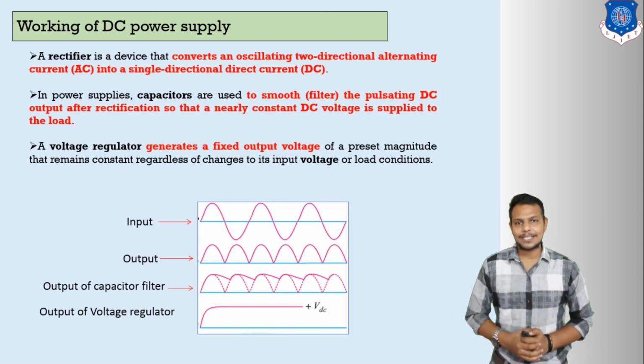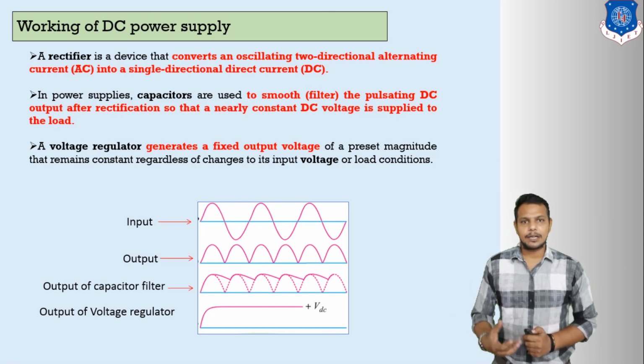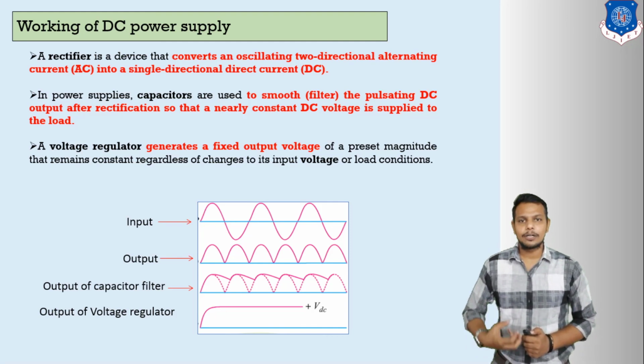So in today's lecture, we discussed how to measure a PN junction diode with the help of a digital multimeter and the working of a DC power supply, especially the step down transformer.